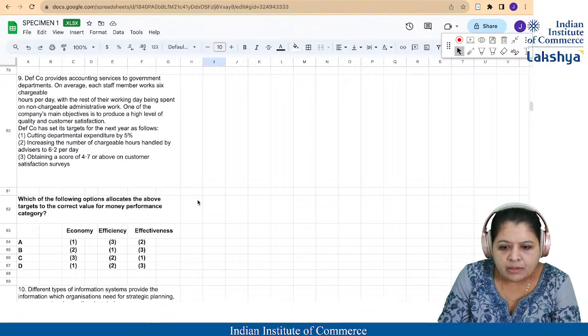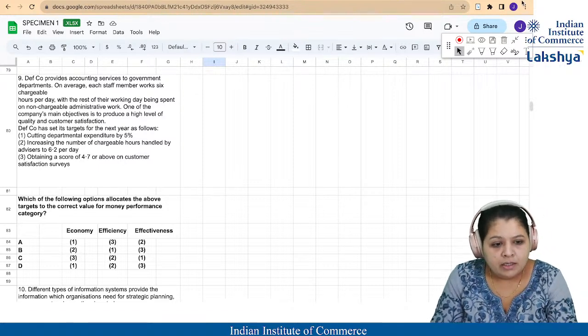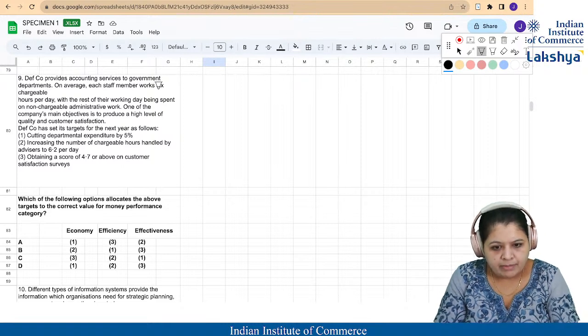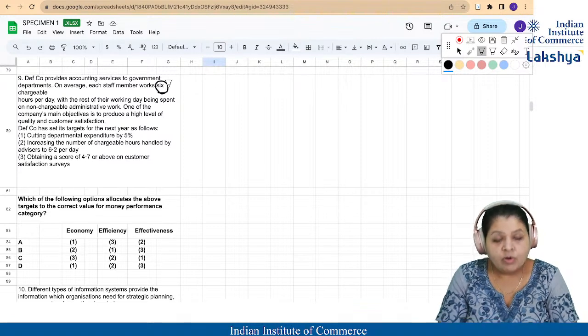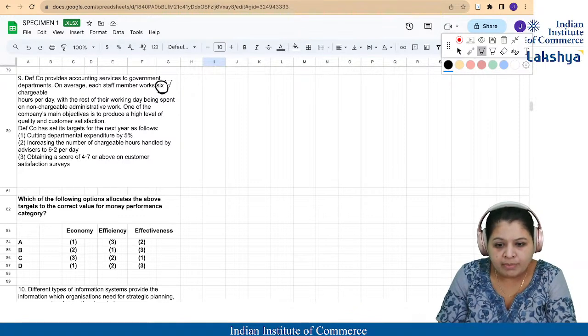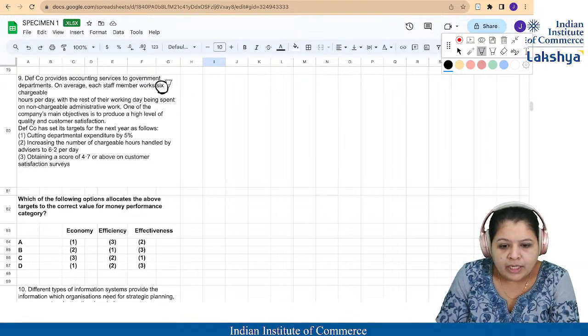The company provides accounting service to government departments. On average, each staff member works 6 chargeable hours per day. See, look at this. This is what I was talking about. Sometimes your values are given in word format, so you don't figure them out. You might overlook them, so look at them carefully. The rest of their working day is spent on non-chargeable administrative work. One of the company's main objectives is to produce a high level of quality and customer satisfaction.